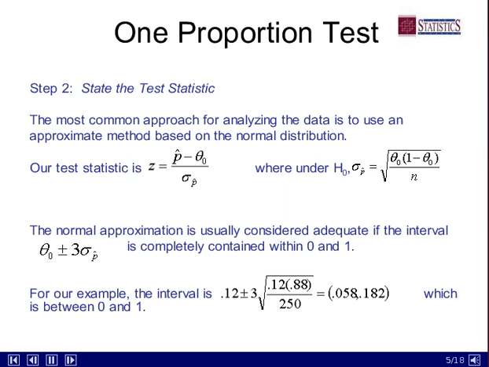Now notice you really only have to use the lower value. So in our case, theta 0 is much lower than 1 minus theta 0. So we could look at 250 times 0.12, which is plenty bigger than 5, so we don't need to worry about that. So that's another approach to say, is the normal approximation reasonable? We do need a large sample size to be able to do that approximation.